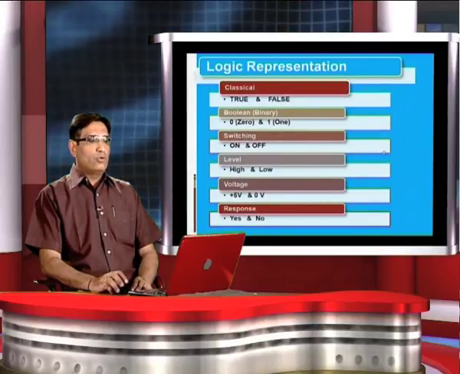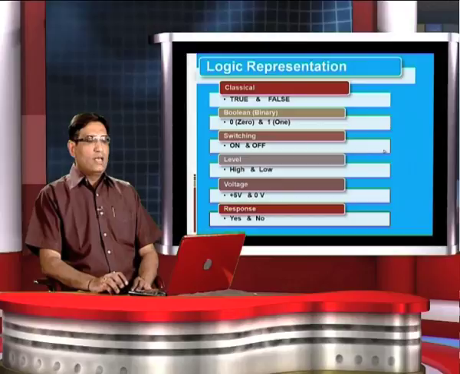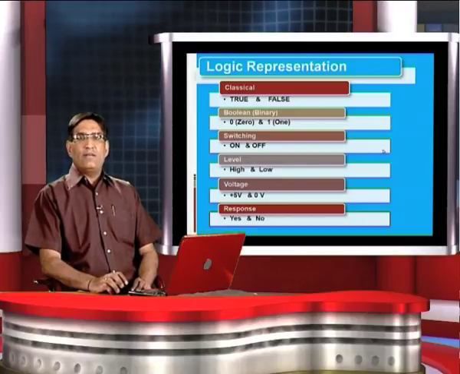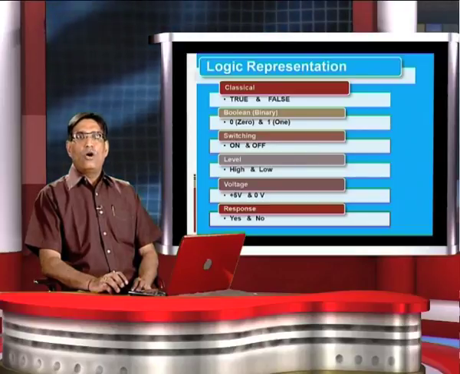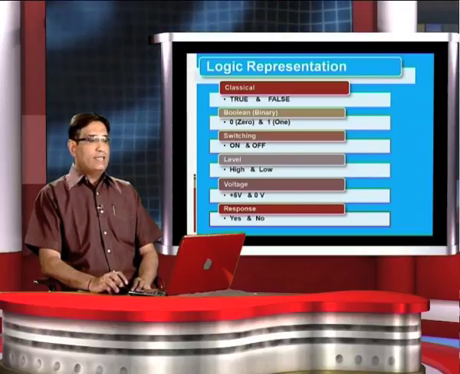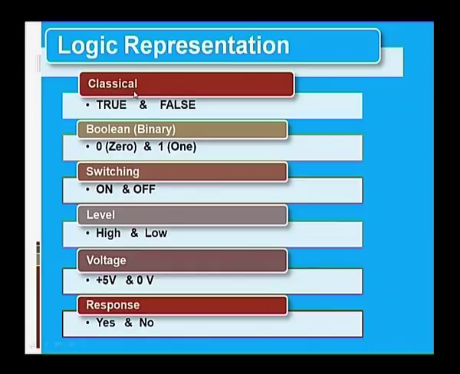Now, let us move to logic representation. Fundamentally, there are 6 representations that exist to represent a logical value or a logical outcome. They can be in classical form, represented by true and false. The second form is Boolean, which is also called binary representation. It is 0 and 1.